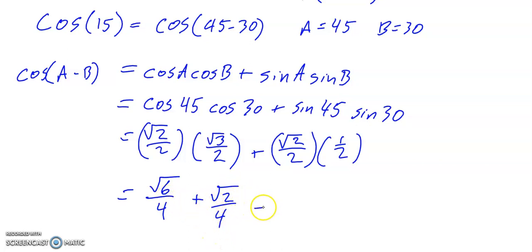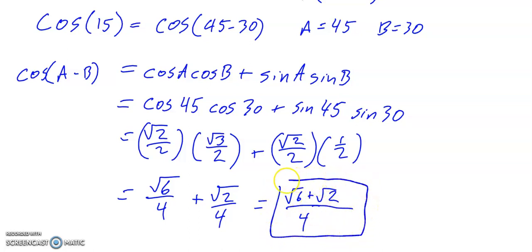Adding these together, they already have the common denominator, so I can have 4 on the bottom. But since the radicals are different, I can't actually add those together. So we're just going to say radical 6 plus radical 2. And then there's nothing else I can do with this fraction. So there is my answer. Boom. Exciting.